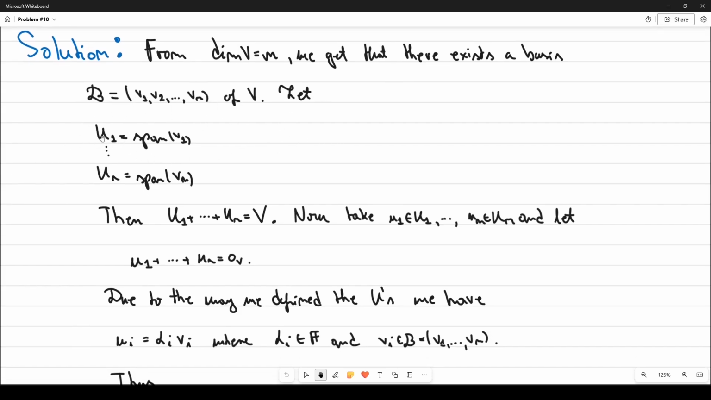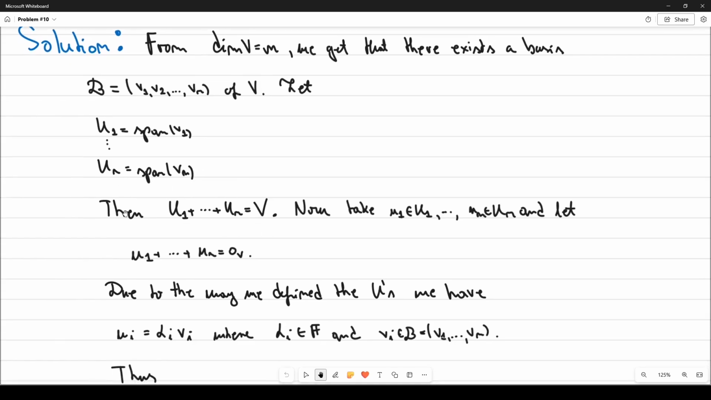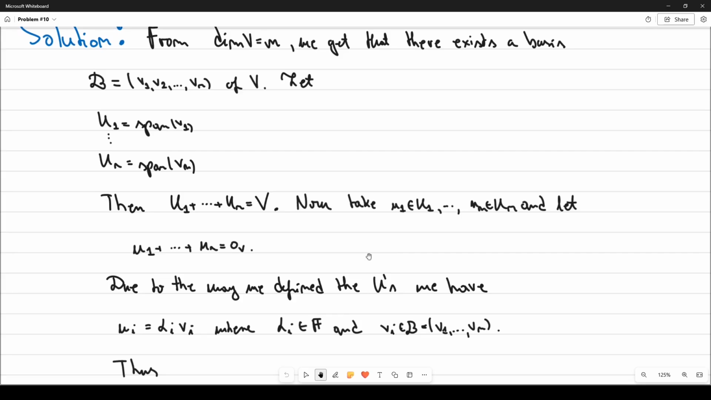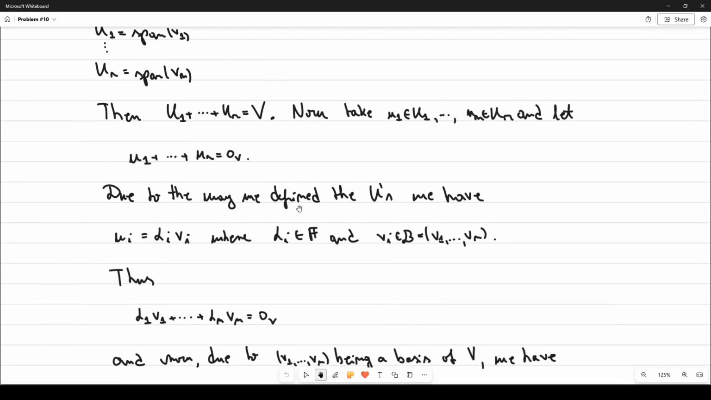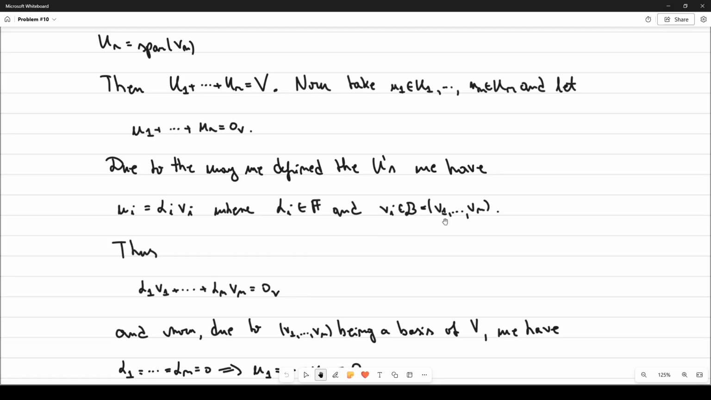And now let's define U1 to be equal to the span of v1, all the way to Un being equal to the span of vn. And now we have that when you sum up these subspaces, you get V. And now all that's left to show is that these do in fact form a direct sum. So take u1 from U1 and un from Un and set this sum equal to 0. And now, due to the way we defined the u's, every ui can be written as some scalar times its appropriate vector vi from the basis B.